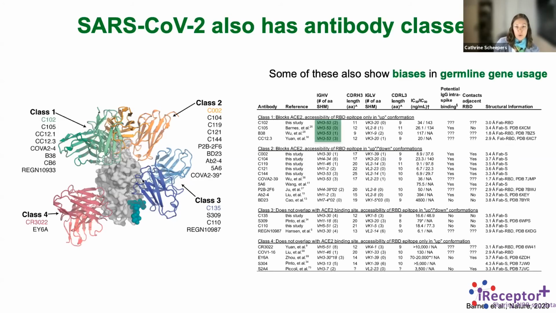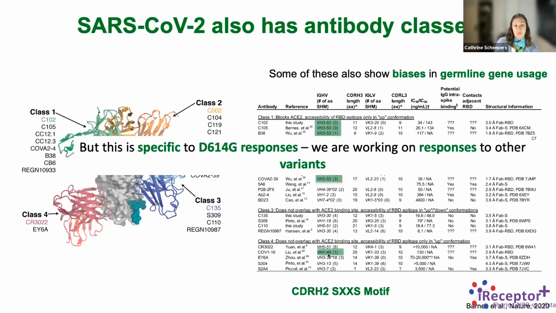We know that there are also biases in germline gene usage, particularly with class 1 using VH3-53. But there is a specific motif within the CDRH2 that is seen in other antibody genes that we know are important for SARS-CoV-2 antibodies. But all of this information is really specific to 614G responses. So we're in the process now of trying to understand the differences in responses to different variants and the germline genes that might be contributing to these.